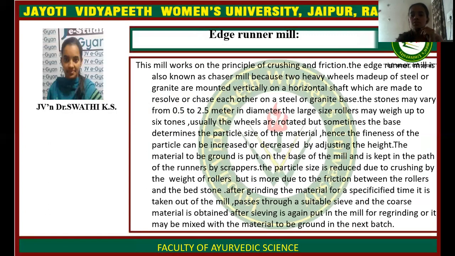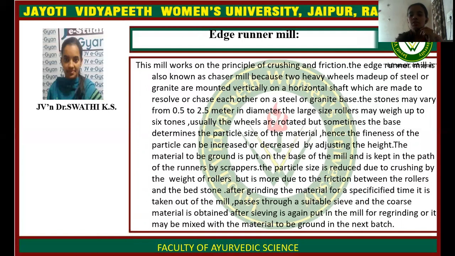Next is the edge runner mill. This mill works on the principle of crushing and friction, and it is also known as the chaser mill. Two heavy wheels made of steel or granite are mounted vertically on a horizontal shaft, and are made to revolve or chase each other on a steel or granite base. The stones may vary from 0.5 to 2.5 meters in diameter. The large-sized rollers may weigh up to 6 tons.